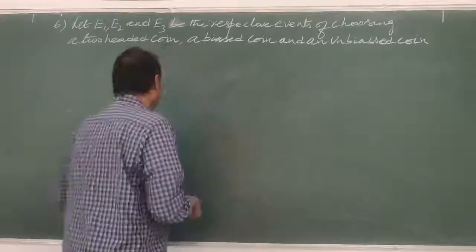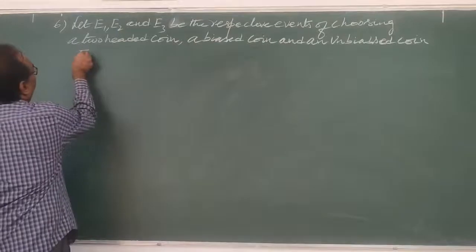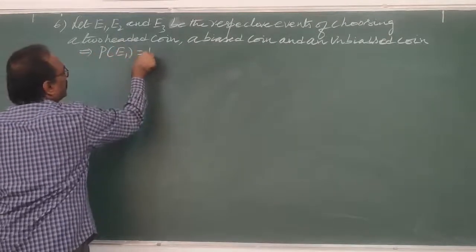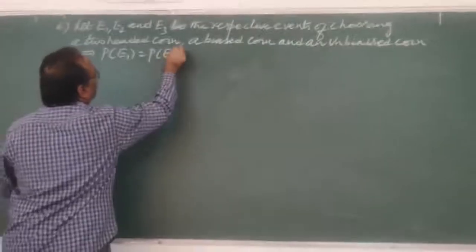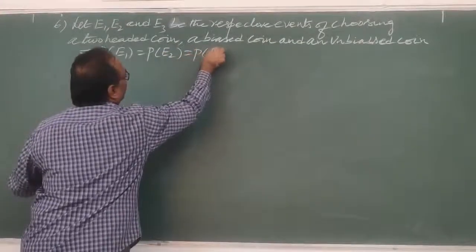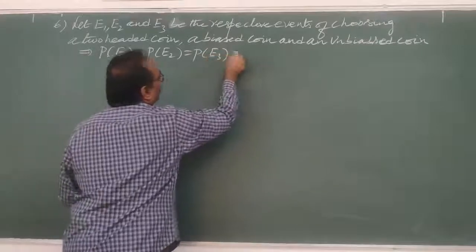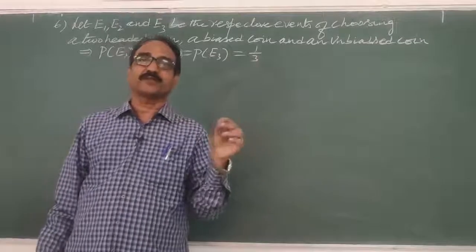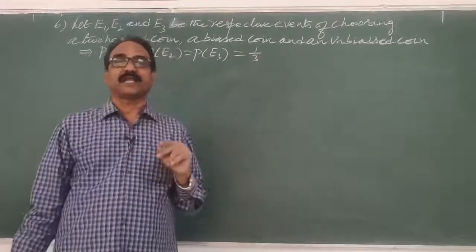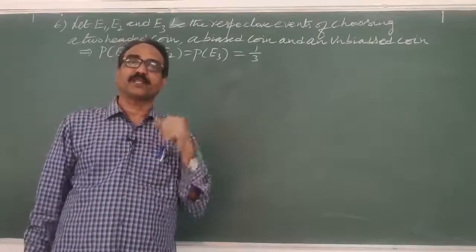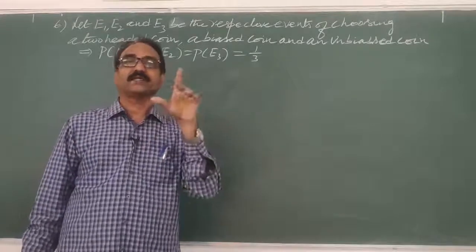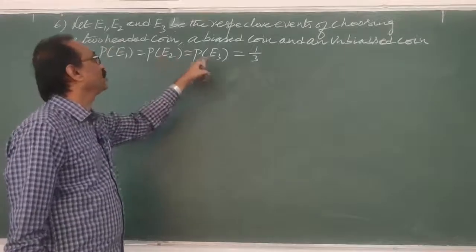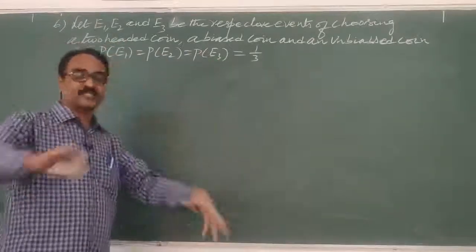Therefore, here you should not get confused, my dear students, P of E1 is equal to P of E2 is equal to P of E3. All are the same, 1 by 3. Selecting a two-headed coin from 3 coins is 1 by 3. Selecting a biased coin from 3 coins is 1 by 3. Selecting an unbiased coin from 3 coins is 1 by 3. That's why P of E1 is equal to P of E2 is equal to P of E3 is equal to 1 by 3. So our first part is over.